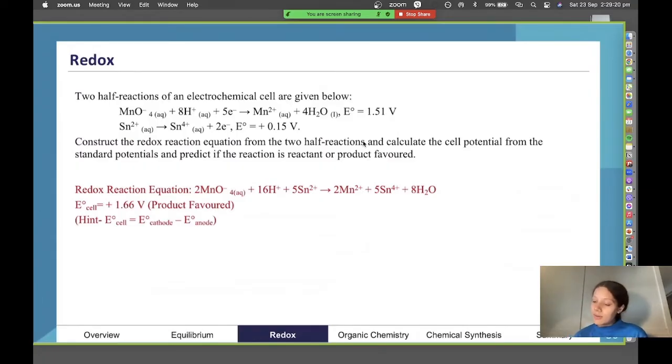So if we look at the half reactions and we want to combine the 2 together, we can see here that our first one is gaining electrons. So that's our reduction.